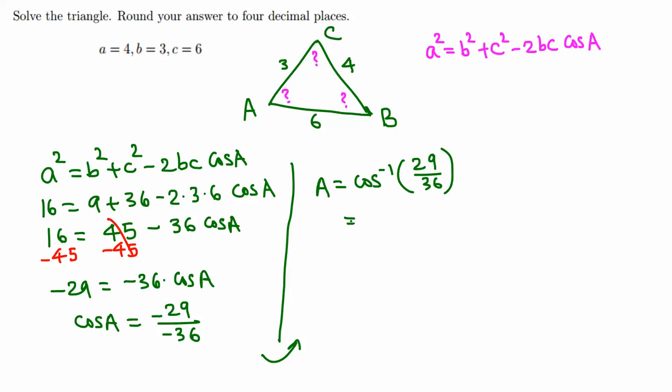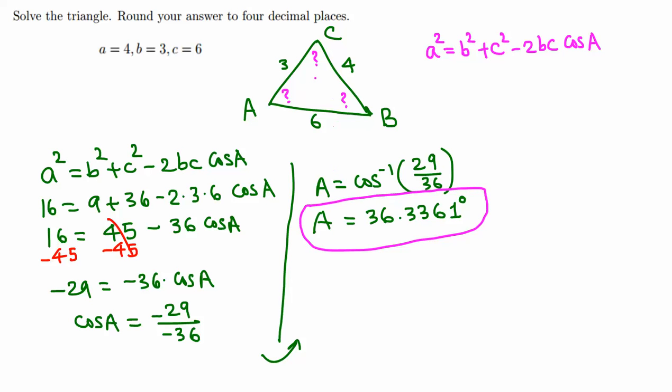Use a calculator to get A. Using a calculator we get cosine inverse of 29 over 36 is 36.3361. So this is one of three angles. Now we need to find B and C. As soon as we find the value of B, since the sum of three angles is 180, C will be 180 minus A minus B.